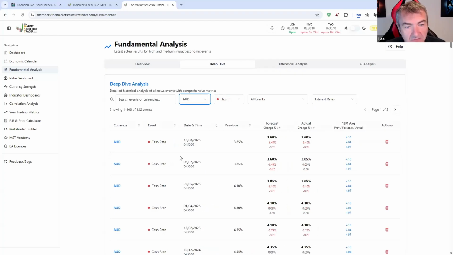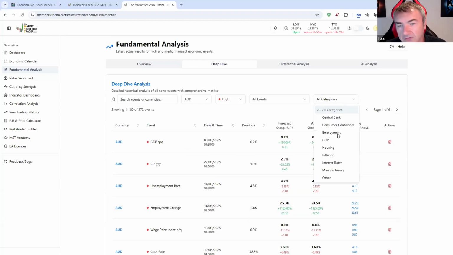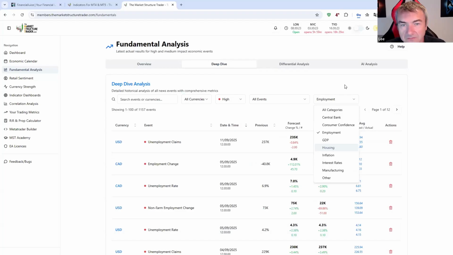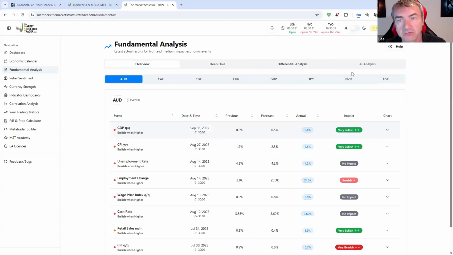You can filter it by just looking at the Aussie news. So it's a bit of a similar one to the overview. This one is more useful if you just want to see what's going on with unemployment for all currencies. So this is the main sort of filter. Differential analysis. This is partly how we determine whether or not we are bullish, very bullish, or neutral.